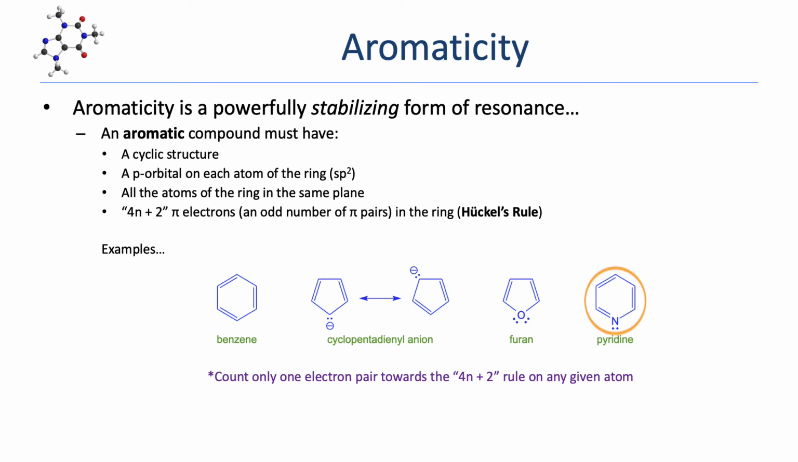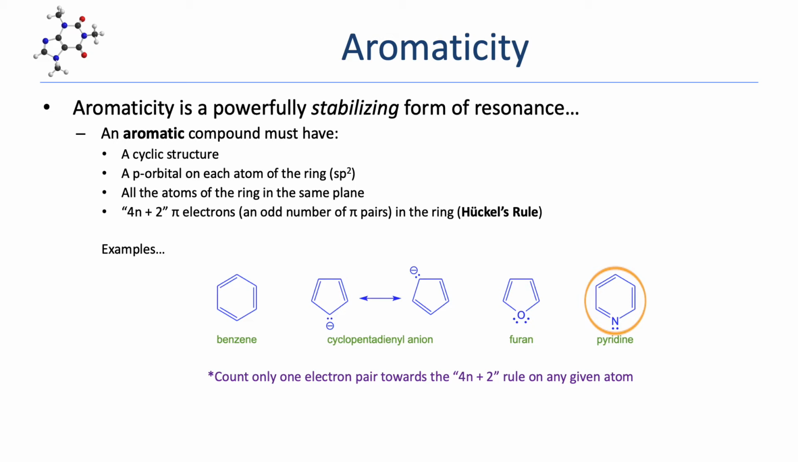If we look at the structure of pyridine, we see it closely resembles the structure of benzene. It's clearly cyclic, and we can easily see that each atom in the ring is in fact sp2 hybridized. Again, we'll initially assume that the ring is planar. Now, with respect to Huckel's rule, we can clearly see the 3 pi bonds, giving us 6 pi electrons.